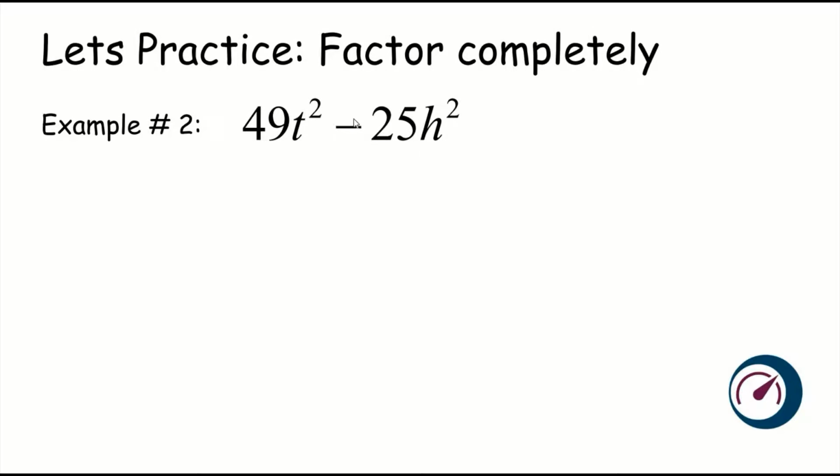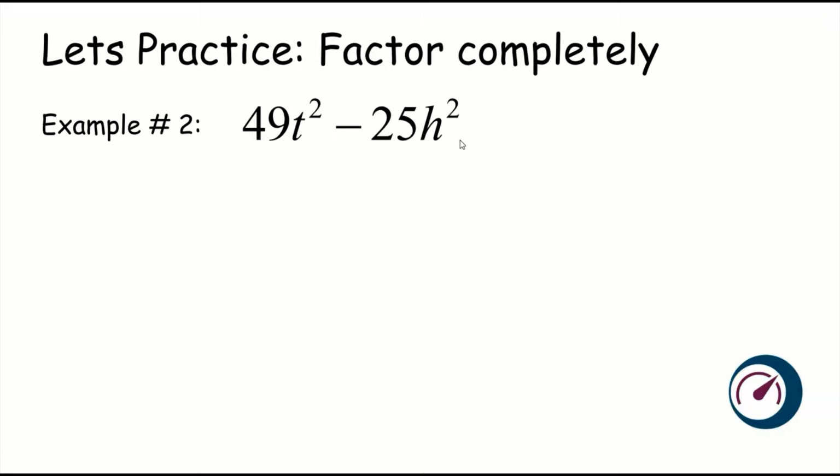Example 2, we have 49t squared minus 25h squared. Now, another shortcut we could take mentally: if I can find the square root of this term and the square root of this term, and the square root gives me a whole number, then I can identify that these are perfect squares. So the square root of 49 is 7, and t times t gives us t squared. The square root of 25 is 5, and h times h gives us h squared.